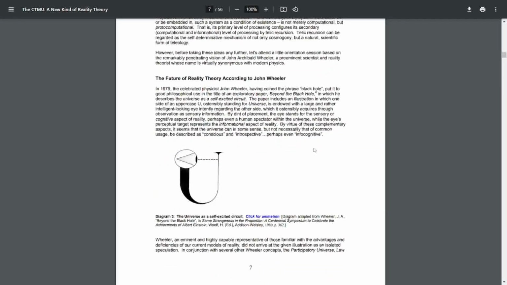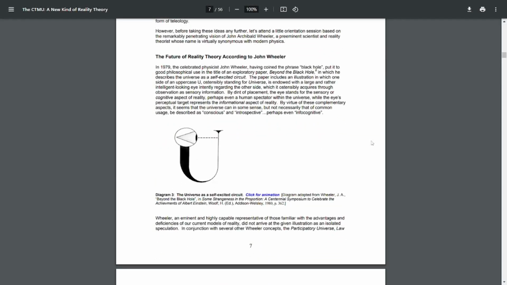Okay. The future of reality theory according to John Wheeler. Apparently, Chris Langan was invited to meet with John Wheeler, but he never did it. So, in 1979, the celebrated physicist John Wheeler, having coined the phrase black hole, put it to good philosophical use in the title of an exploratory paper, Beyond the Black Hole, in which he describes the universe as a self-excited circuit.